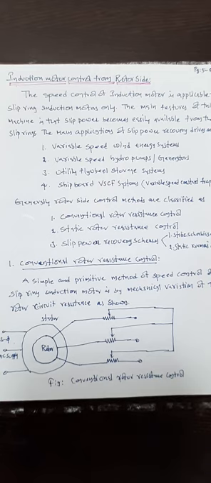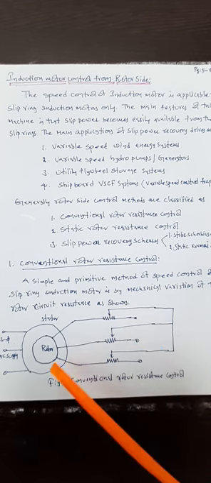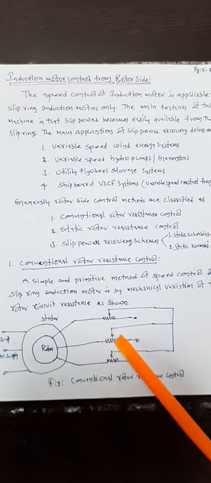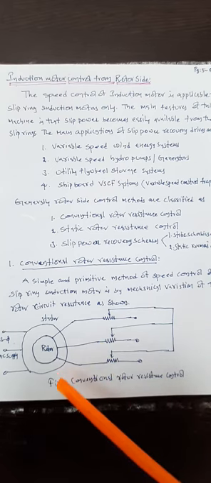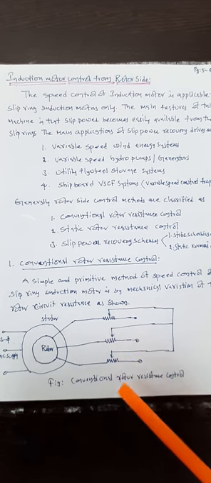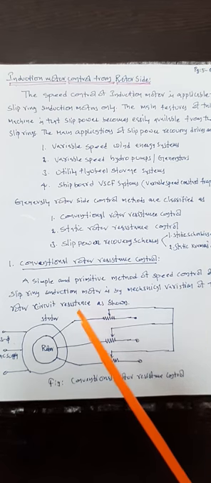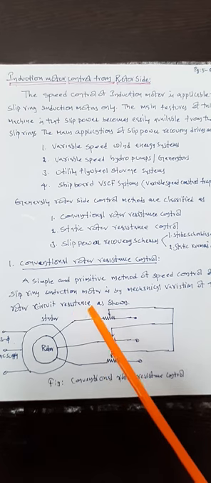You may have a doubt: how does varying the rotor resistance change the speed? As per the torque expression, torque is equal to 3 by omega s into V squared R2 dash. That means torque is directly proportional to rotor resistance. There is a provision for us to inject resistance into the rotor circuit, so that we will have a different configuration.